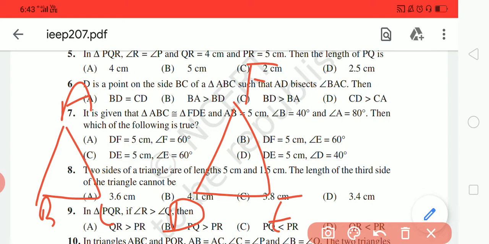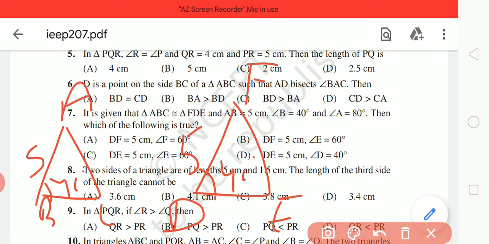You have given AB is 5 centimeter, so FD will be 5 centimeter. If B is 40 degrees, then D is also 40 degrees. A is 80 degrees, so F is 80 degrees. So check which is the true one. We have DF is 5 centimeter. Yes, DF is 5 centimeter. F is 60 degrees is not possible, because we have 80 degrees.